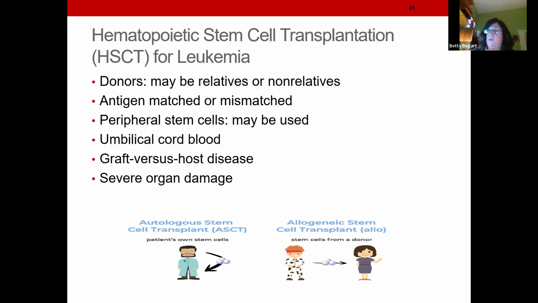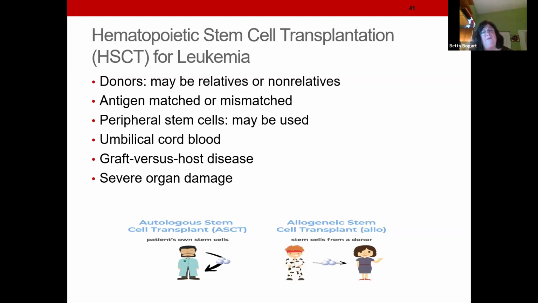Allogenic is all the other people, and it doesn't have to be like a blood transfusion. Mismatch doesn't matter. So automatically mine is the best, and allogenic is all the other people. Now, it's still a transplant, right? So you still worry about graft versus host.